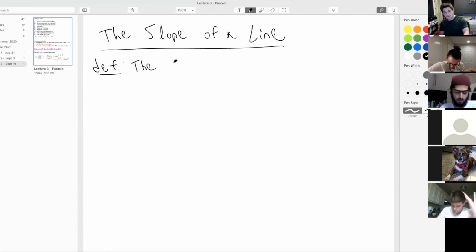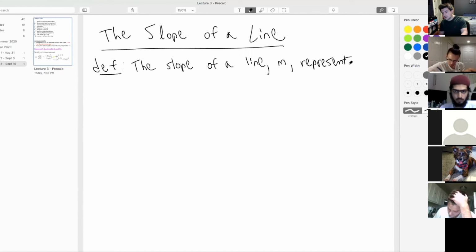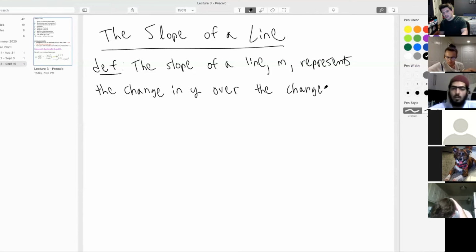The slope of a line, usually denoted with the letter m, represents the change in y over the change in x. That's just an intuitive definition.